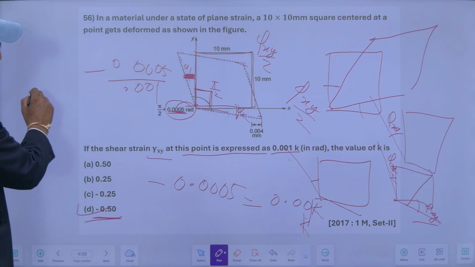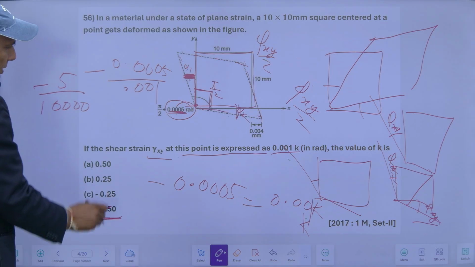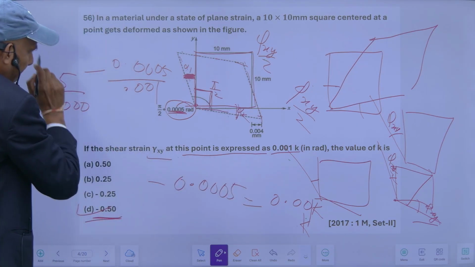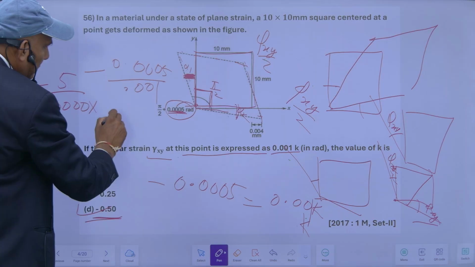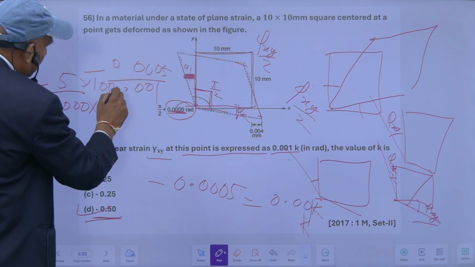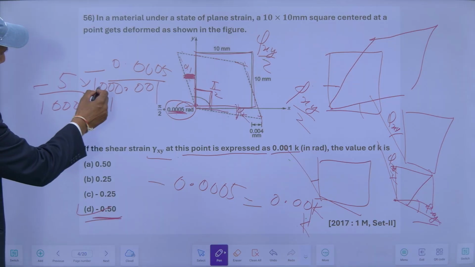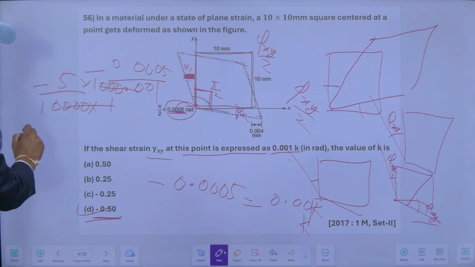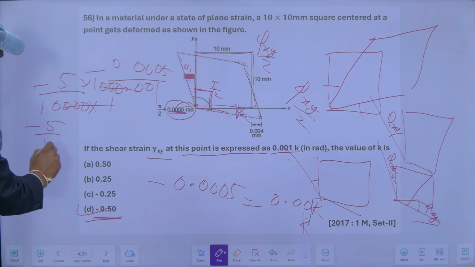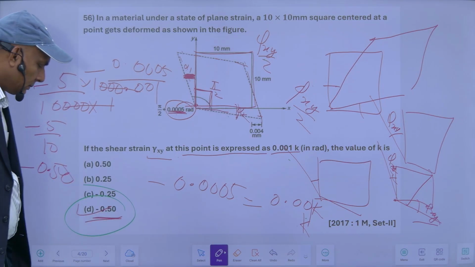So K will be minus pi upon 10000 divided by 1 into 1000. So this will be pi upon 10, which means 0.50. So this is the correct answer.